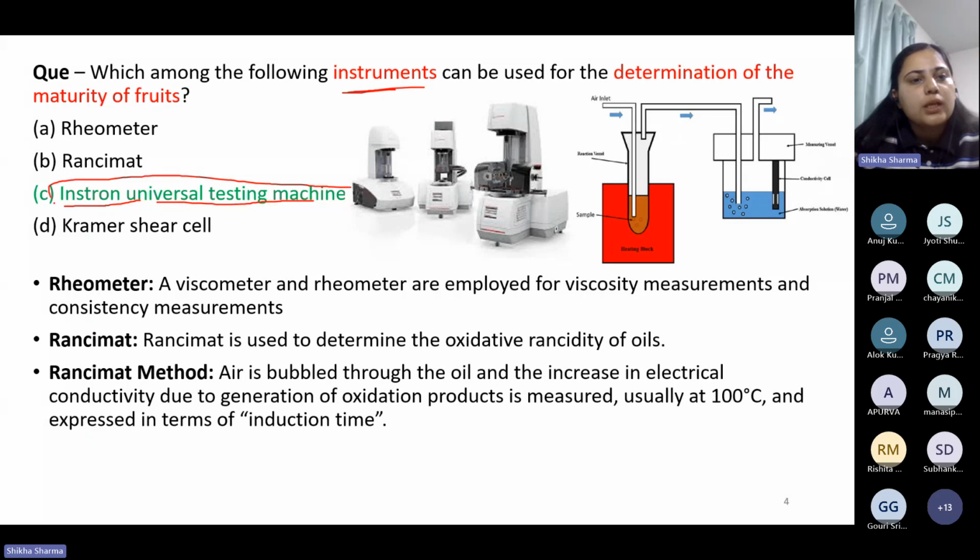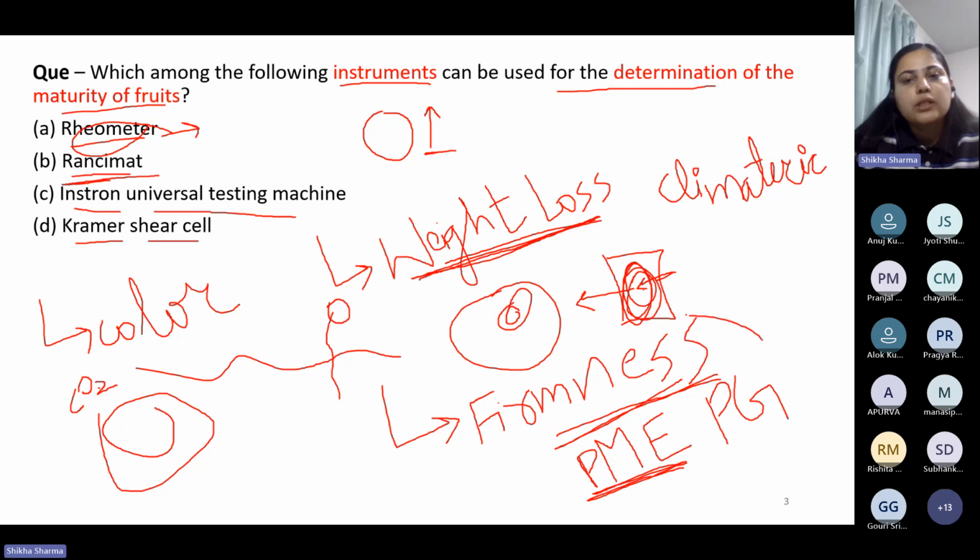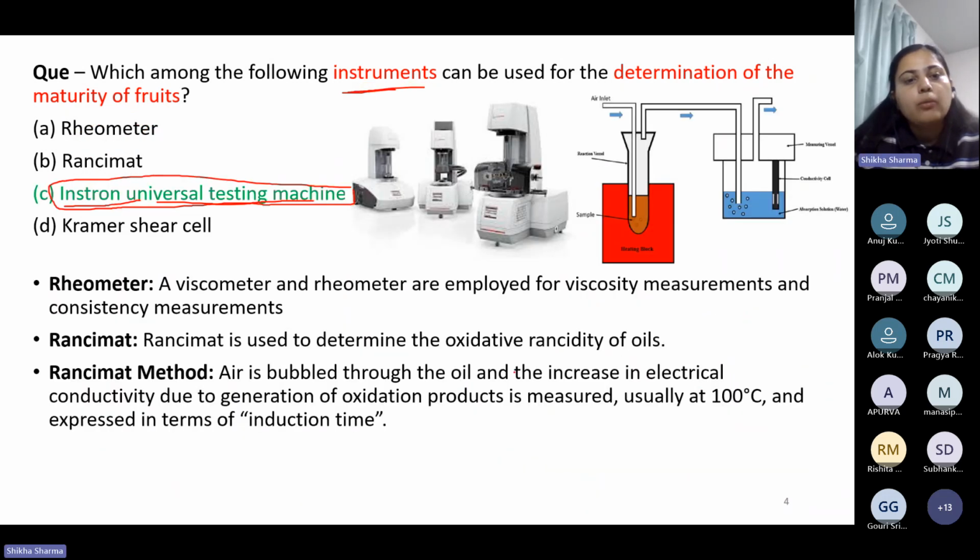Basically, this equipment is used to measure the texture of the product, which is equivalent to the firmness property. So the rheometer, the first option, is not correct, because a rheometer is used to measure the viscosity of any flowing or liquid solution. Viscosity we measure usually from the rheometer. So the rheometer cannot be correct here, because it measures viscosity and consistency.